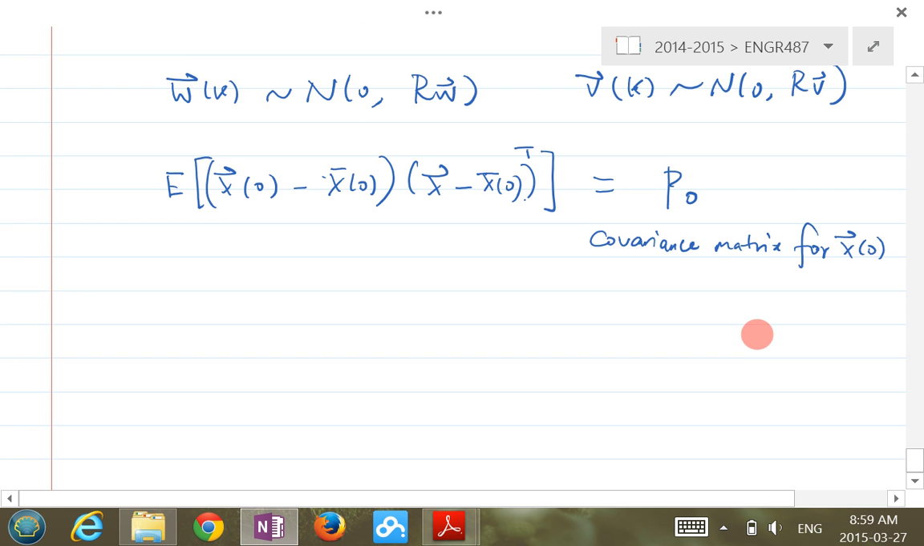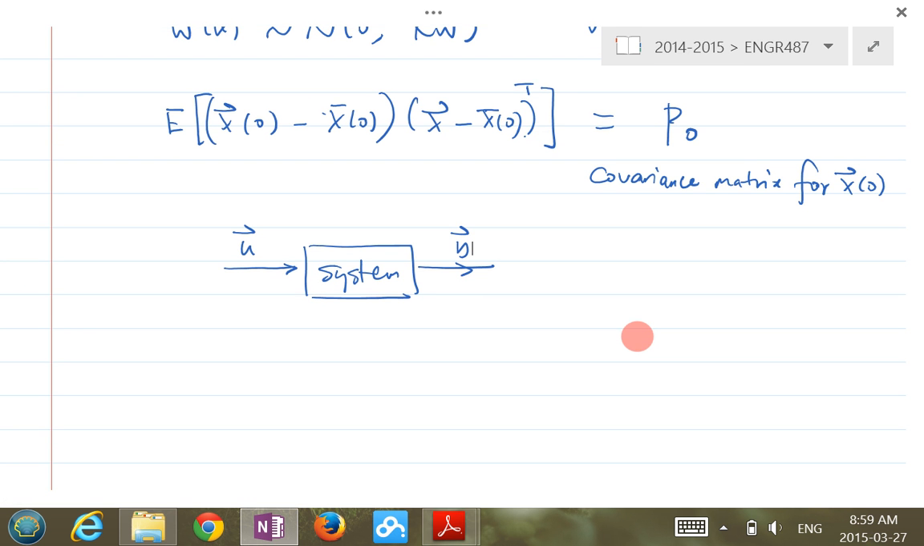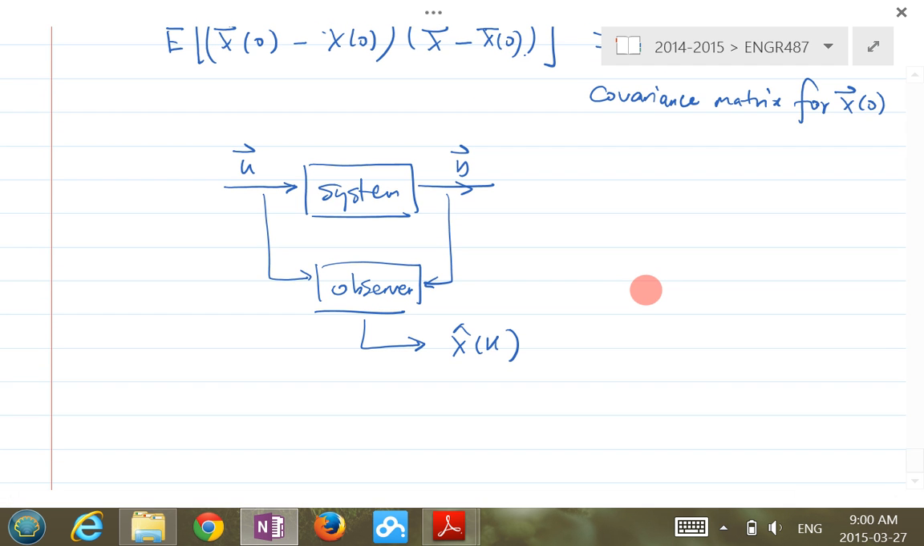So what are we doing then, right? Here is a system. You have input and output. If the system is clean, as we learned in the previous case, what do we do? We have an observer, and we take the input, we take the output, then the observer spits out what? The estimates, right? The estimates.